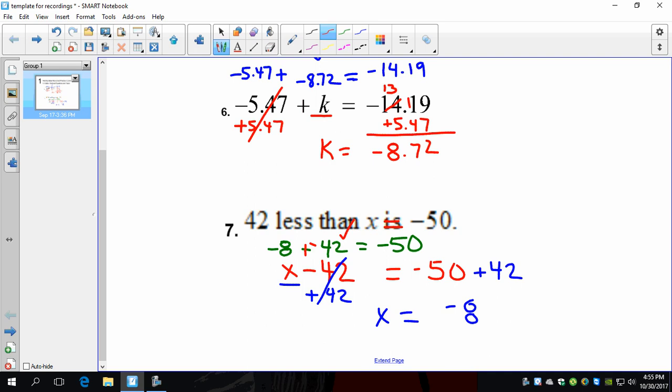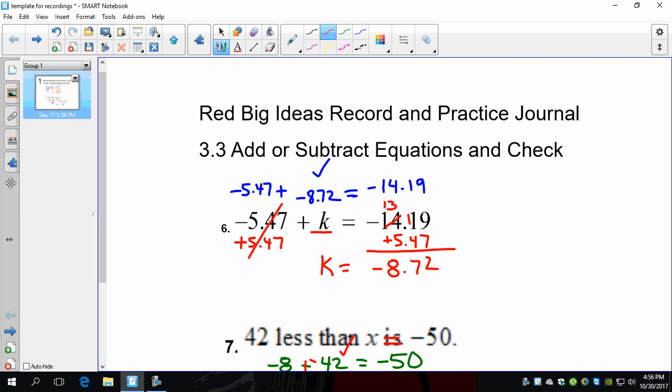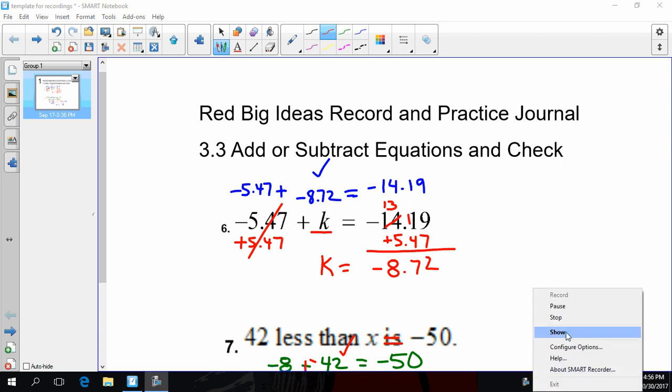So I know x is equal to negative 8. Remember, we're talking about opposite land. Whatever happens, we need to do the opposite. If they're subtracting 42, we need to add 42, and that's what we did over here. Up top, if they have negative 5.47, we need to add 5.47, and that's what we did on the other side. So you're isolating your variables, and you are working on 3.2, adding and subtracting equations. And don't forget to check your work.